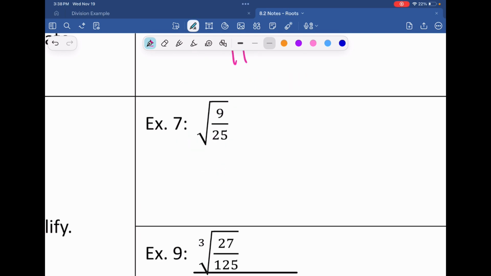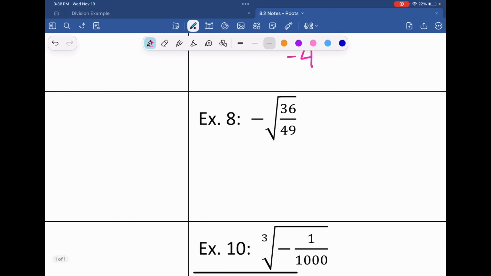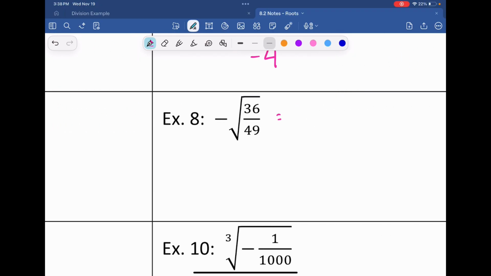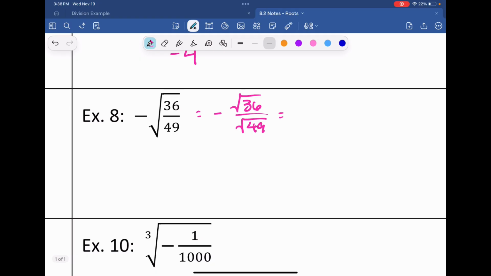Now with fractions, you can take their square roots and cube roots separately. So the square root of 9 over the square root of 25: the square root of 9 is 3, and the square root of 25 is 5. Do the same thing here. The negative is on the outside, so it doesn't affect what's on the inside. Square root of 36, square root of 49. The square root of 36 is 6, and the square root of 49 is 7.